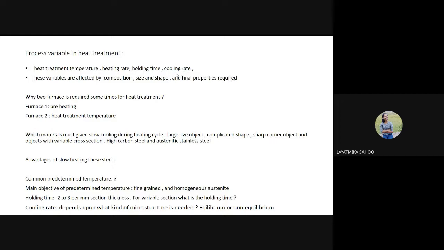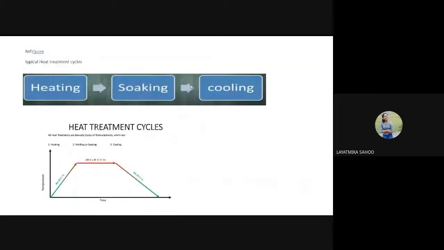Can anybody correlate cooling rate with final properties? Before, I told you about the initial microstructure and final microstructure. Can you correlate that with cooling rate? Yes, sir. From the TTT diagram, we can see it. If we do rapid quenching, we get martensite. Very good. When we do a little bit slower cooling, we get bainite. So the microstructure alters, so the property also changes.